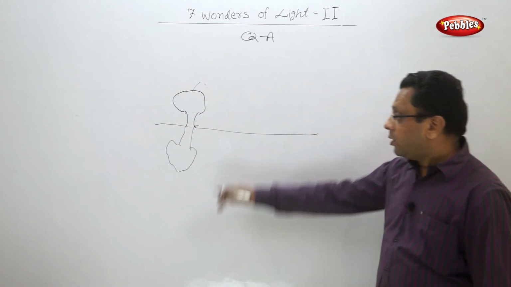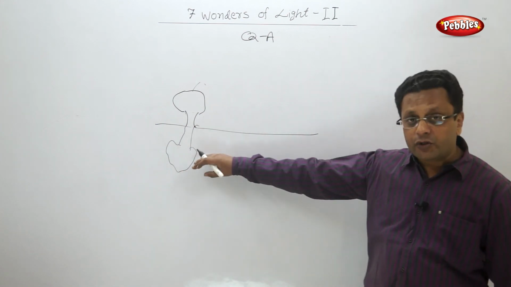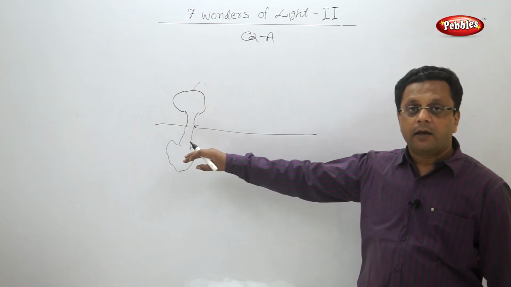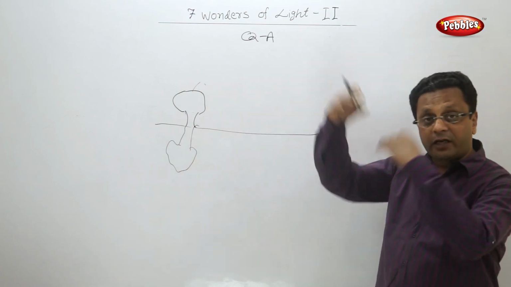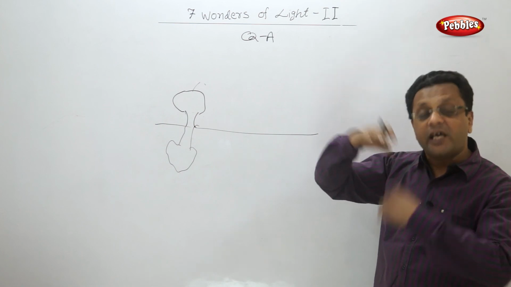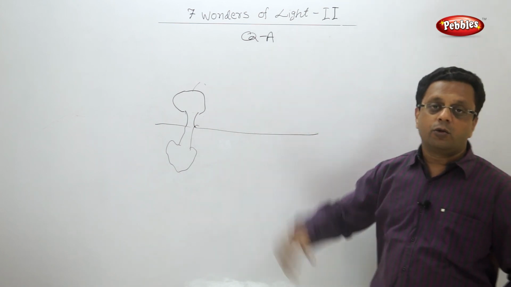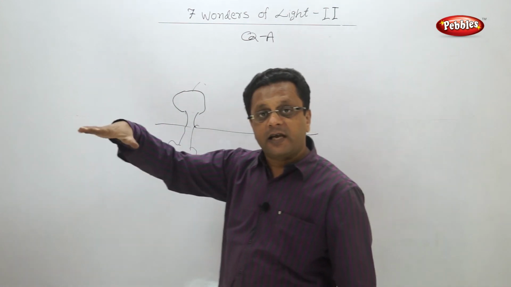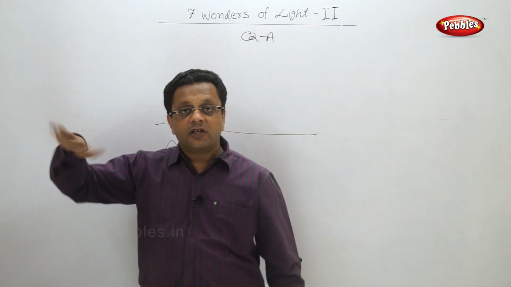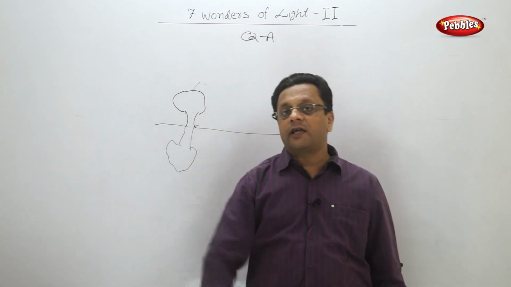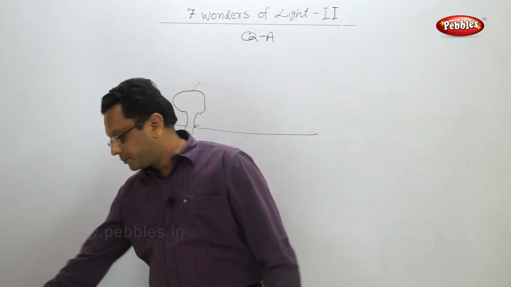Okay, so it gives you the illusion that water is there, and again, since the refractive index of the air is continuously changing, this image is shaky. So you feel that some water is there and its reflection is shaking. So that is called the mirage.